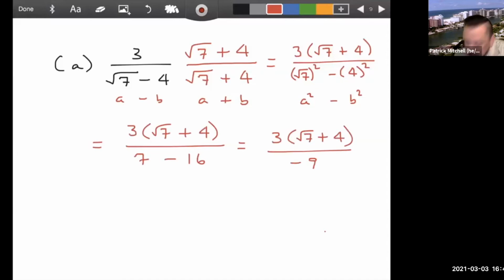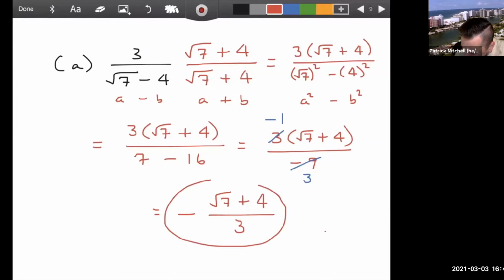Okay, so what I would do with this, and it doesn't really matter too much how you get there, is that 3 over negative 9 can be simplified. I would divide them both by negative 3. 3 divided by negative 3 is negative 1. Negative 9 divided by negative 3 is 3. So what that would give you is negative square root of 7 add 4 over 3. And there are probably a couple of equivalent ways to write that. That's how I would write it. Just make sure there's a negative sign somewhere.